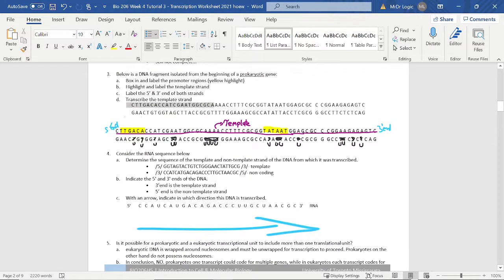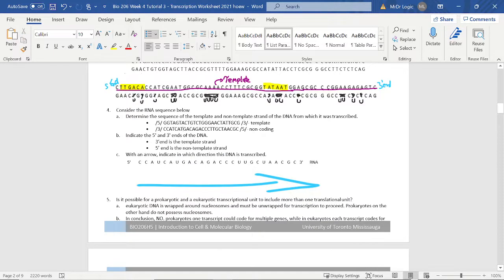Basically, you just figure out which one is the template strand and then you do the coding. That's it right there, okay? So consider and determine the non-template strand which it is coded from. Ta-da. You're wondering where I got this? From right here. I don't know how they did this. It's so annoying. So I just made my own thing. And indicate 5' and 3' for this.